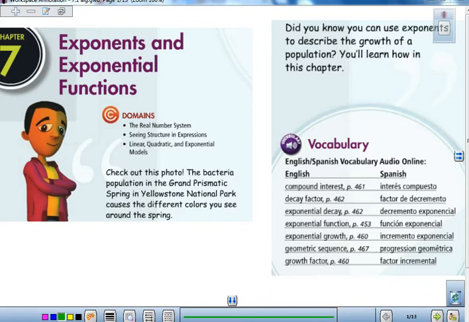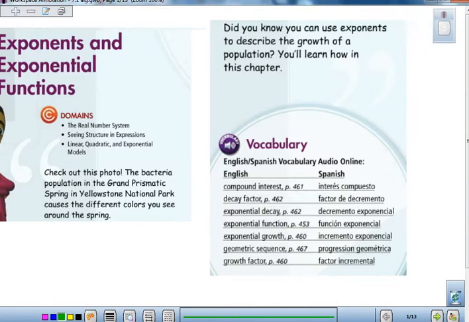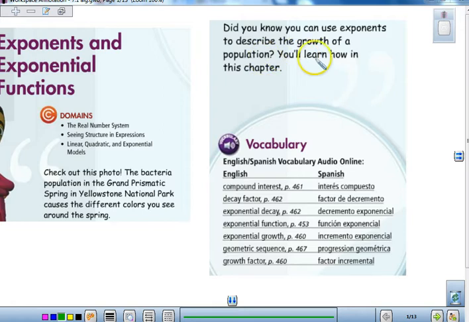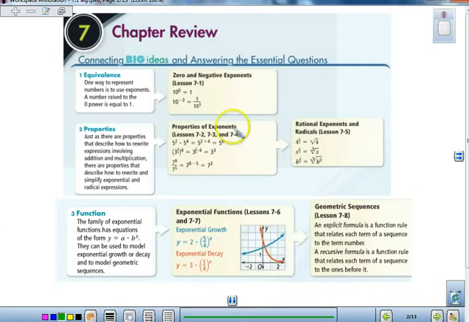So, looking at the chapter, did you know exponents describe the growth of a population? Here are some of the words that we're going to be working with, and as you look at your vocabulary sheet to fill in. Some of the big ideas for this chapter are zero and negative exponents. Properties of exponents is going to be in lesson 7.2, 7.3, and 7.4. We're going to look at what's called our rational exponents and radicals. So you'll notice that they have fractions as you look at your review. And then exponential functions in 7.6 and 7.7. And then last but not least, we're going to look at geometric sequences.